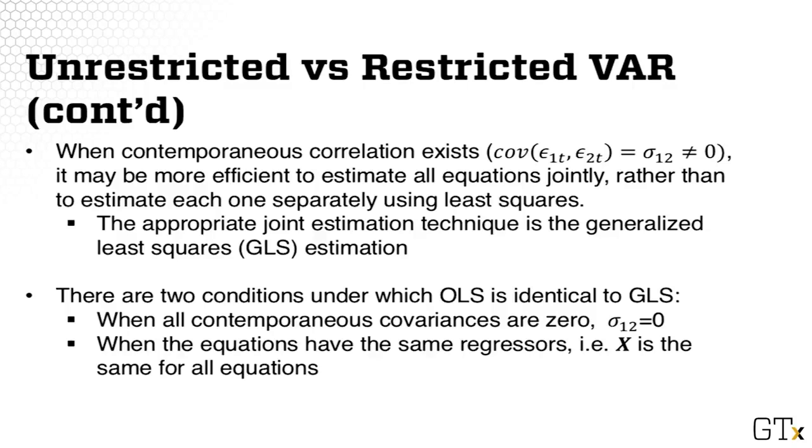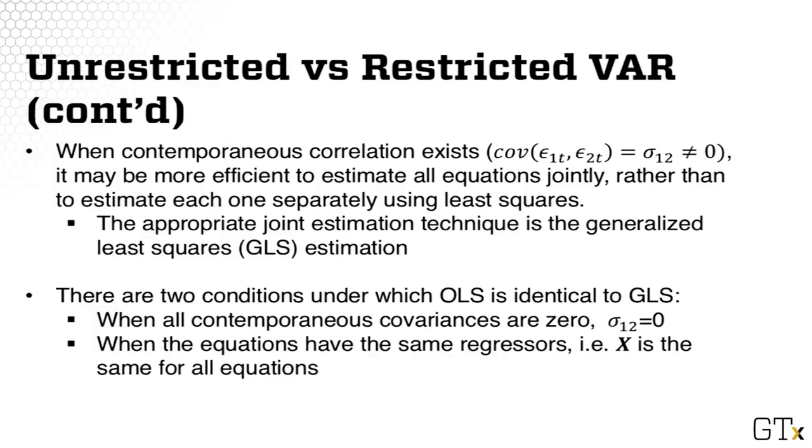However, when there is contemporaneous correlation, it may be more efficient to estimate the regression equations jointly rather than to estimate each one separately using the least squares approach. The appropriate joint estimation technique is a so-called generalized least squares, or abbreviated GLS. It has been shown that there are two conditions under which the ordinary least squares applied to each equation separately is identical to GLS, to the generalized least squares approach.